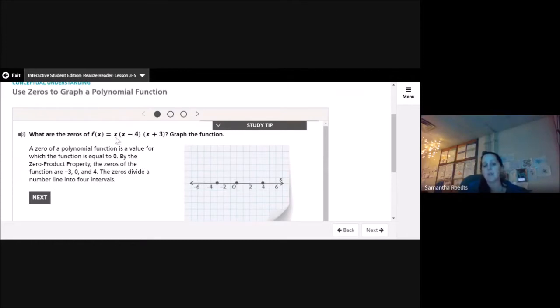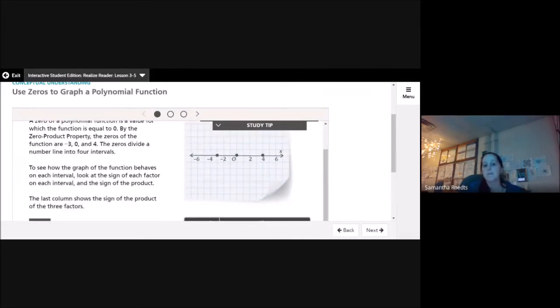Okay, so if I set each of my factors equal to 0, x equals 0, x minus 4 equals 0, I add 4 to both sides, so I get x equals 4, and x plus 3 equals 0, so x equals -3. The zeros divide a number line into 4 intervals: 1, 2, 3, and 4.